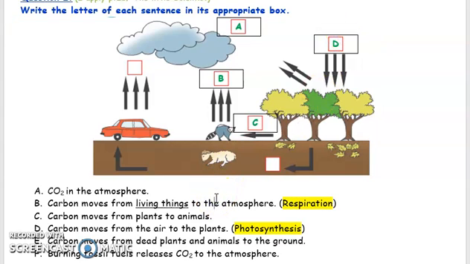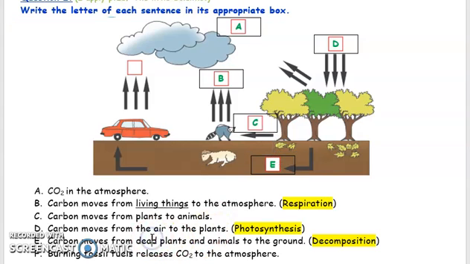Carbon moves from dead plants and animals to the ground. Now, dead plants and animals are being decomposed by decomposers, and carbon is moved from their bodies to the ground. This is decomposition of dead bodies. Decomposition. Again, you don't have to write these words. I'm just explaining the ideas for you. And this is happening right here. We can see the dead leaves, the dead animal in the ground, and the decomposition of these organisms. Dead organisms will release carbon in the ground.